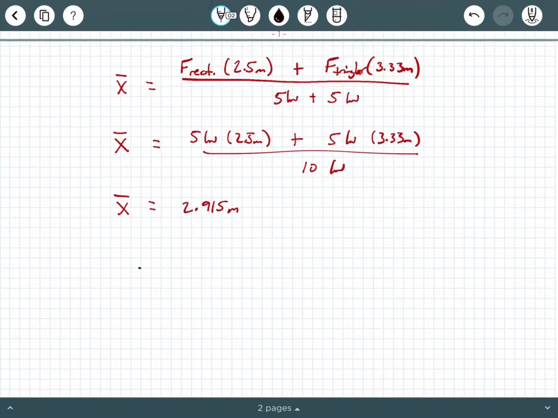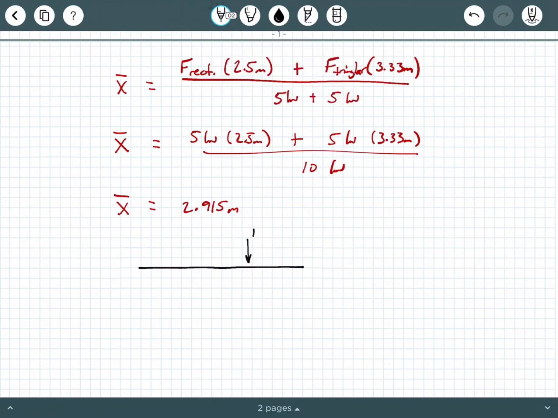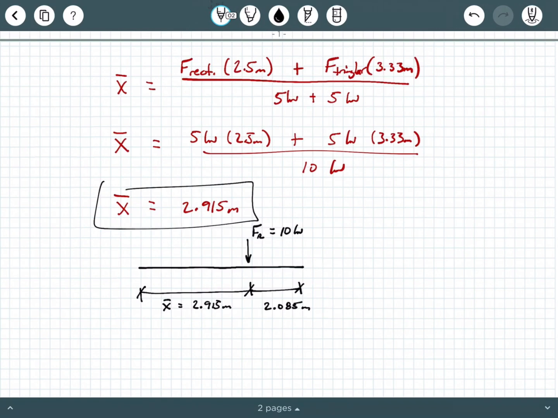So our final equivalent system is going to look something like this. Here is F resultant of 10 kilonewtons, and here is x bar equals 2.915 meters. And then this distance right here is 2.085 meters. And this value right here, x bar, is part of our answer. And if you want to draw this equivalent system, the final equivalent system, you can right here.